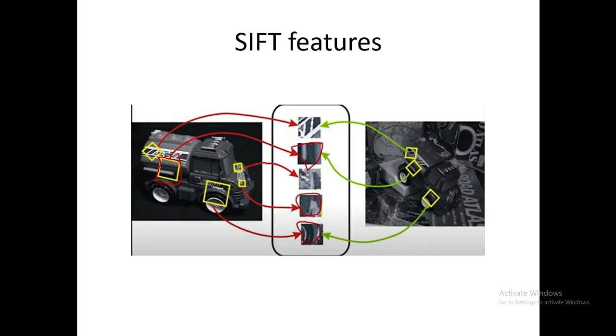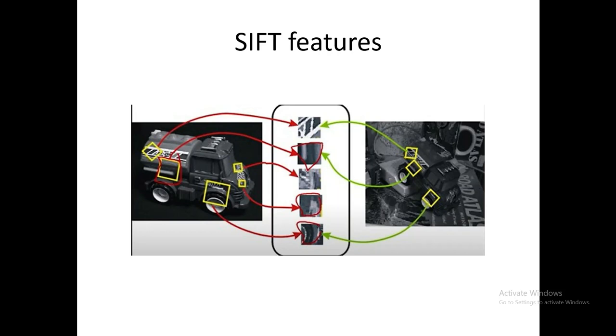Now if we can find enough matches here, then we can figure out that image 1 has an object, and that object is also in image 2, and it has just been rotated or translated, or maybe scaled a little bit. That's the idea of SIFT. This is the idea of SIFT for doing recognition.